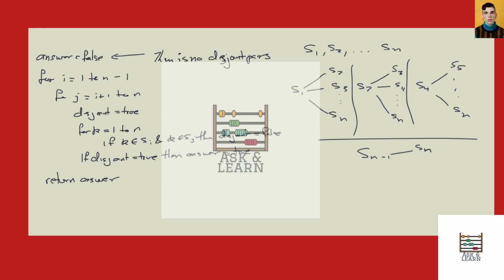So that's what this first for loop does. This first line loops through S1, S2, S3 to Sn, so that's from 1 to n minus 1. And the second line of code goes from S2, S3 to Sn, then S3, S4 to Sn, and so on. Now this line of code compares two sets Si and Sj, to see if these two are disjoint or not.